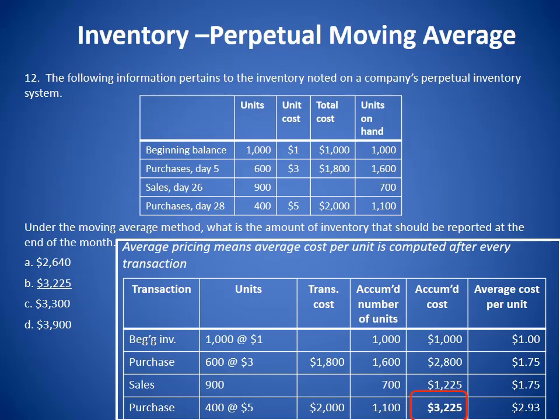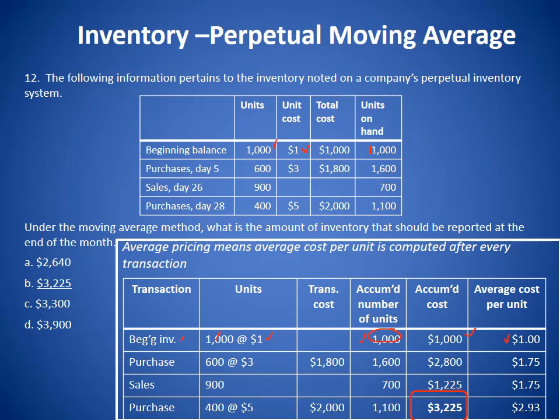Let's go ahead and take a look at the inventory card, or the calculations we should do after the inventory card. We have our beginning inventory, and we know that's 1,000 units, and the unit cost is $1 apiece. So the total number of units we start with, the units on hand of 1,000, is the accumulated number of units to date. The accumulated cost is simply the average cost per unit times the accumulated number of units.